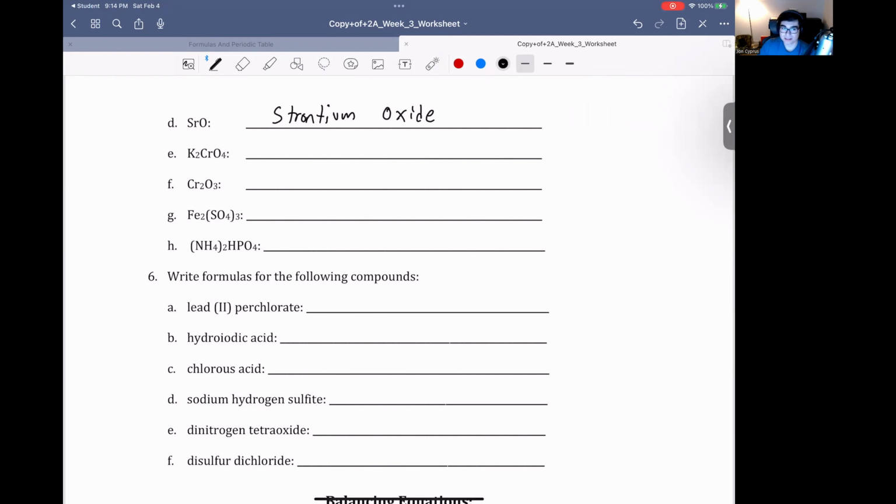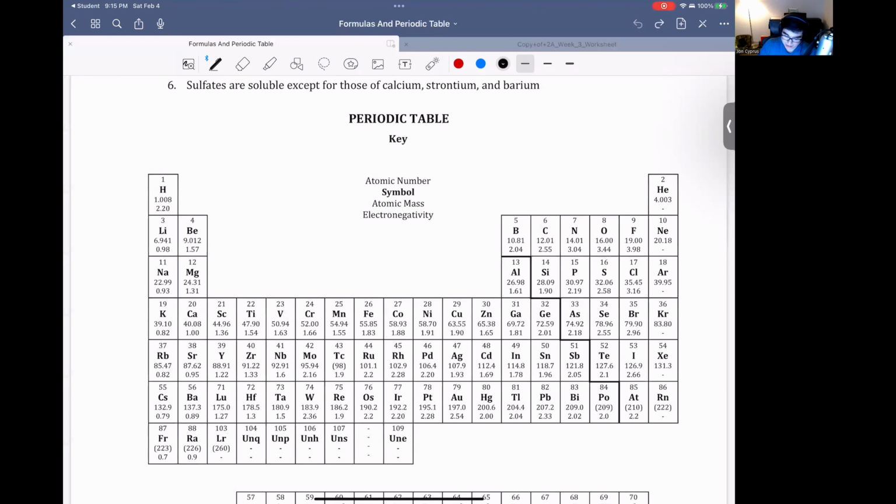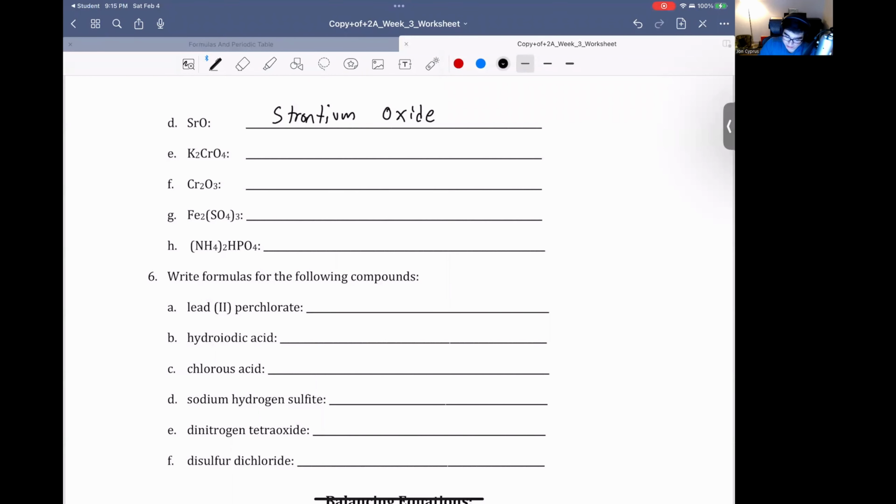All right, E, it says we have K2CrO4. The K is potassium, that is a metal in group 1. I'm just going to name that normally. And the CrO4 is a transition metal polyatomic ion, and this is chromate. So this is potassium chromate.